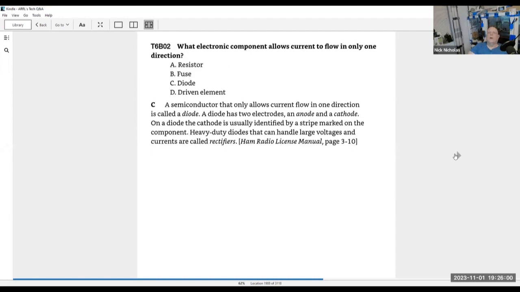Okay. What electronic component allows current to flow only in one direction? That is a diode. That is the purpose of a diode. Originally, diodes were a type of vacuum tube. They only allowed current to flow in one direction. They're the simplest of the vacuum tubes. Today, we use solid-state diodes.